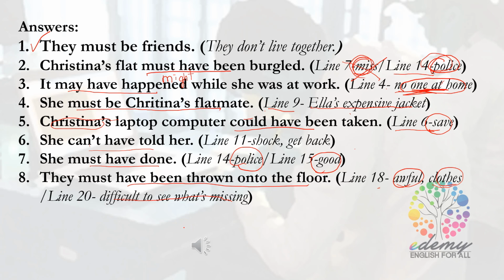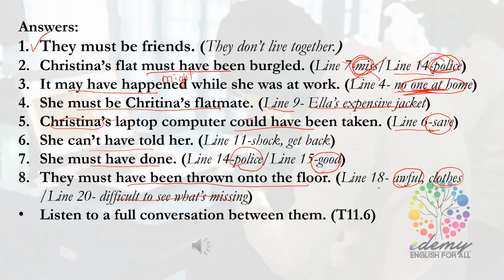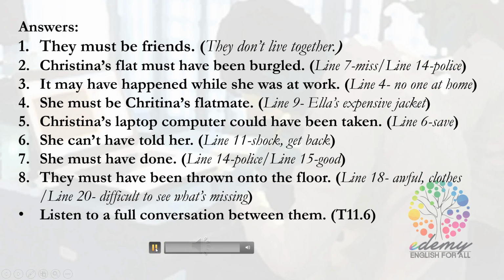Imagine the situation is that your clothes are all over the floor and then you just think that it is so awful, and because it is so messy on the floor, it's difficult to see what is missing. So it means that the second choice should be the right answer. They must have been thrown onto the floor. And okay, everyone, now let's listen to the tape script of the full conversation between them. Tape script 11.6.